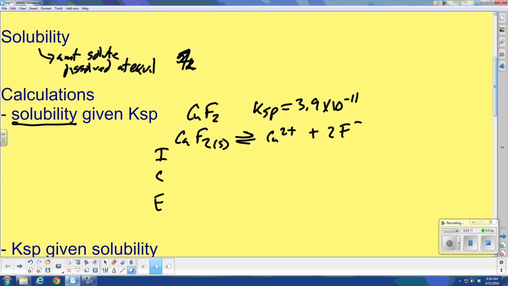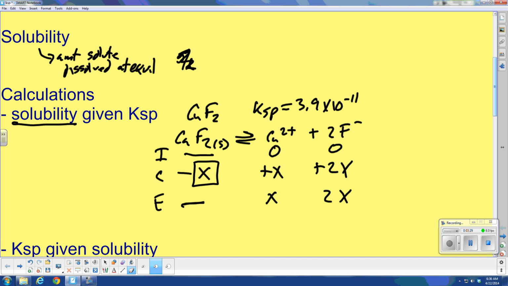And since this is solid, we really don't care. We have 0, 0 at the beginning. This would be minus x, this would be plus x, and this would be plus 2x. Since this is a solid, we don't care about that. This is x, and this is 2x. Now, here's the thing. See this x right here, this minus x? That is my solubility. The amount of my calcium fluoride which dissolved, which is this x, is equal to my solubility. So when I'm calculating solubility, I'm really trying to get x.